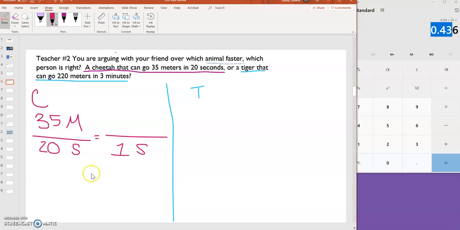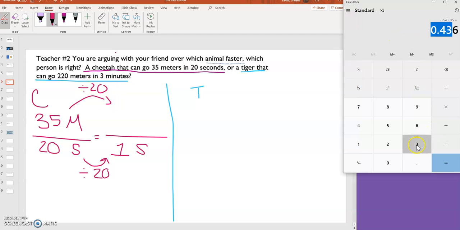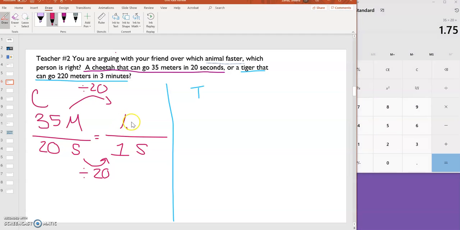Again, because these are equivalent, I now can multiply or divide. To go from 20 to 1, I would be dividing by 20 and repeating that step here. Make sure you're showing the work like this, but then you can do the division right on a calculator. So the cheetah can go 1 75/100ths of a meter in 1 second.